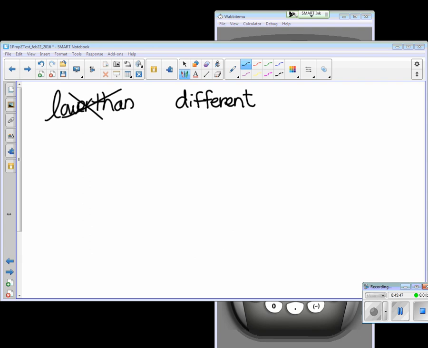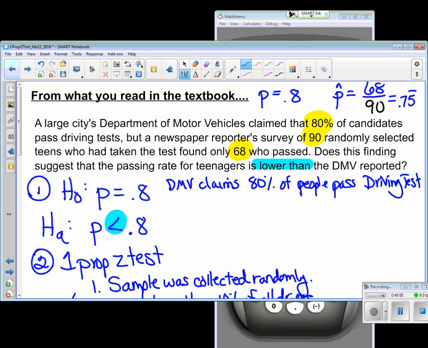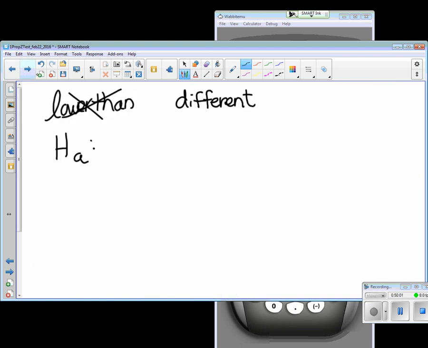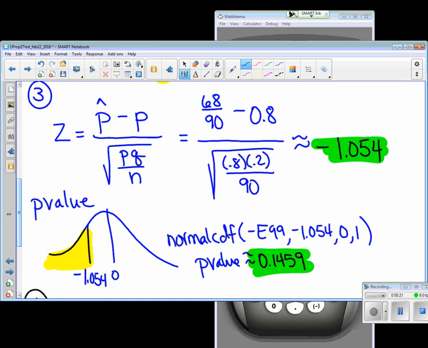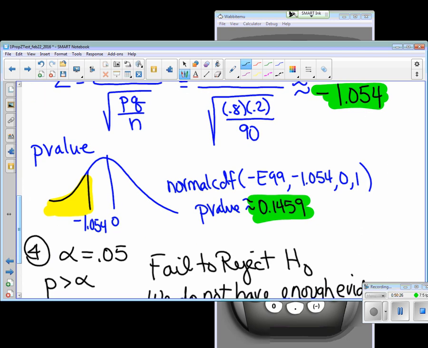So it's going to say different. Your alternative hypothesis is the only thing that changes in the beginning. Your null hypothesis was p equals 0.8. That stays, that doesn't change. But my alternative now becomes p is not equal to 0.8. That in and of itself makes it a two-tailed test. The name doesn't change. The conditions don't change. As a matter of fact, the z-score, the test statistic, doesn't change.